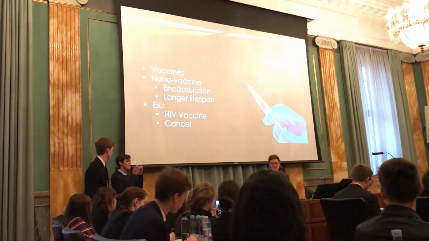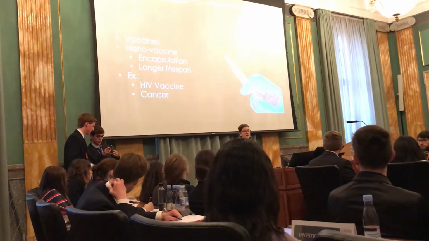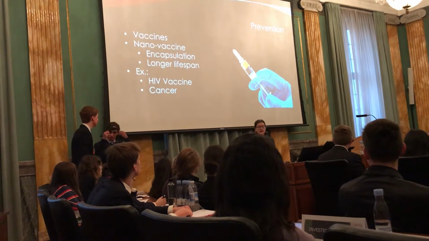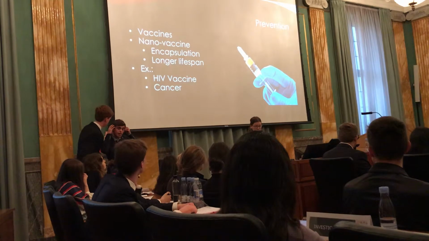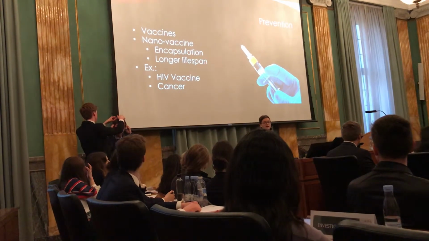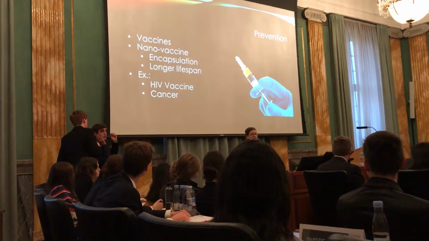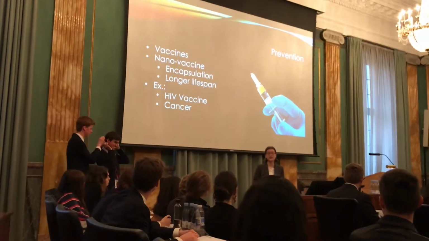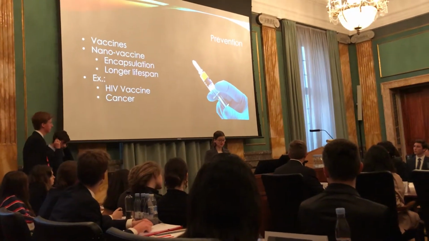But the problem with this is that it's not always efficient, because sometimes the particles in the vaccine get taken out before the body can really prepare itself. And the answer to this problem could be nanovaccines, in which the viruses or the antigens of certain diseases are encapsulated in nanoparticles by many layers of lipids. This would mean that the vaccines could technically live longer and thus be more efficient, which studies on mice have actually shown is possible.